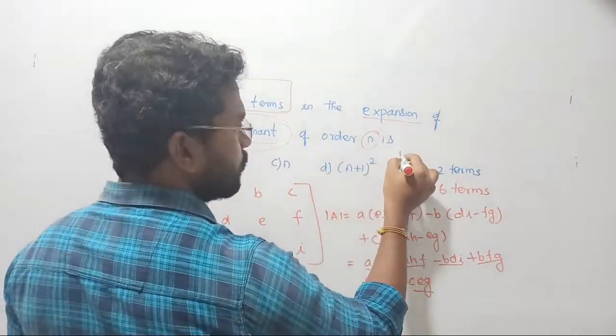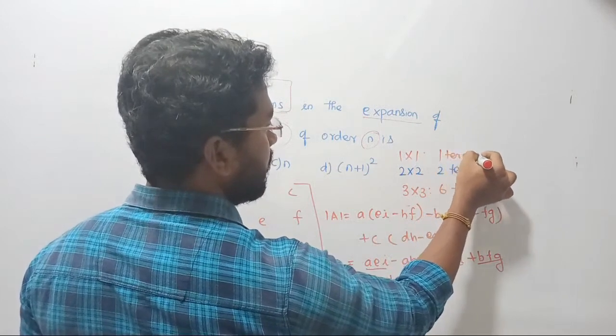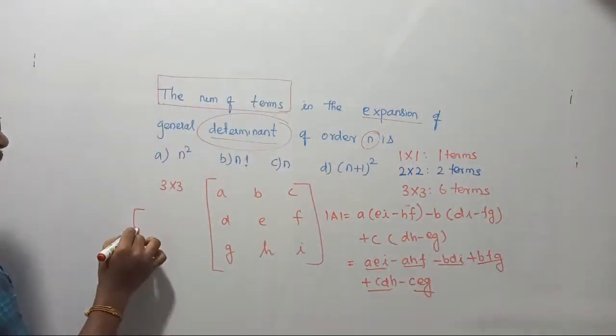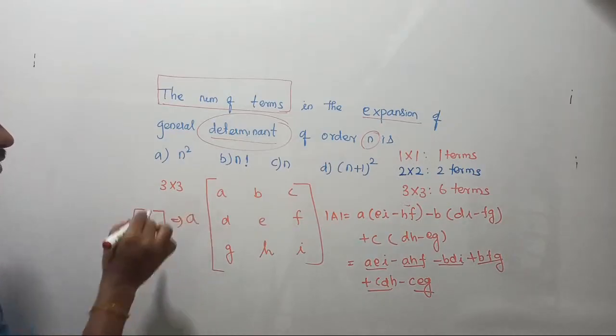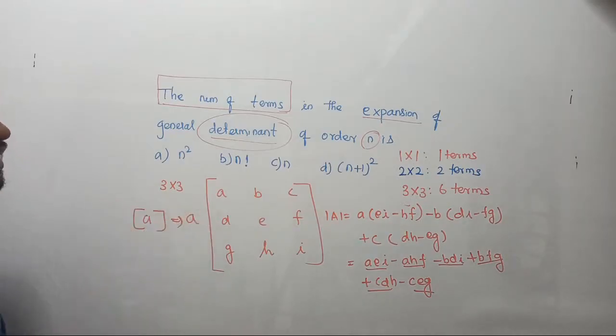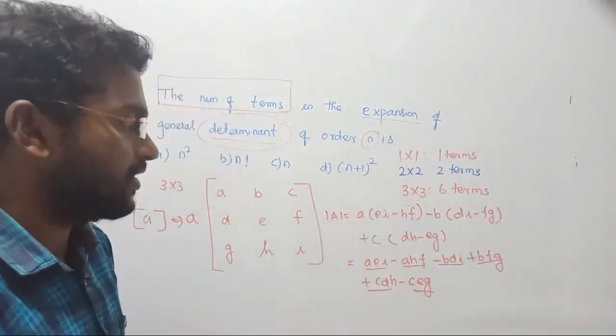Suppose I have a 1 cross 1 matrix, then what will I get? You will have only one term. A 1 cross 1 matrix means you are going to get only one variable. So its determinant is whatever is inside; you directly take it and write it as it is. So, what we have understood from this expansion, let me generalize.